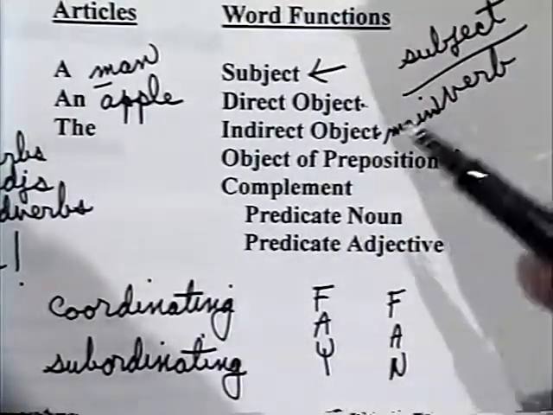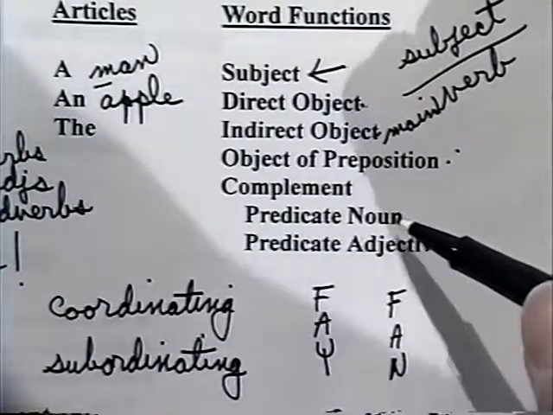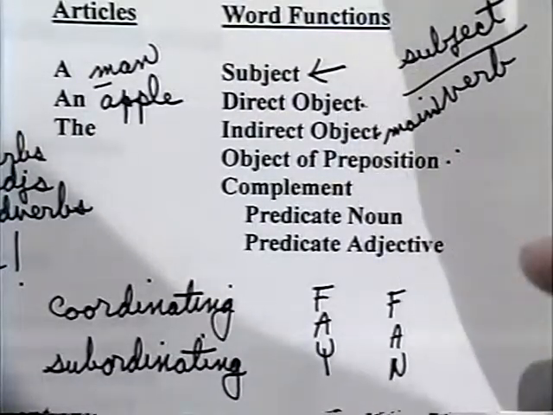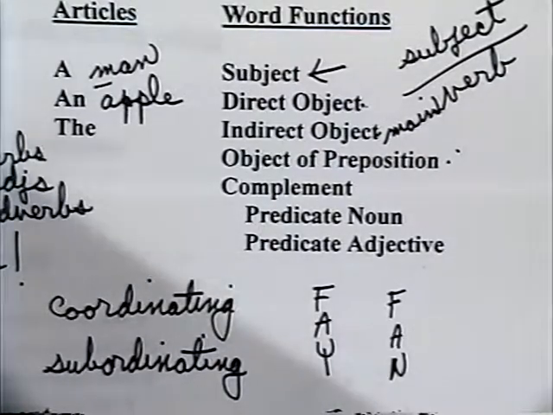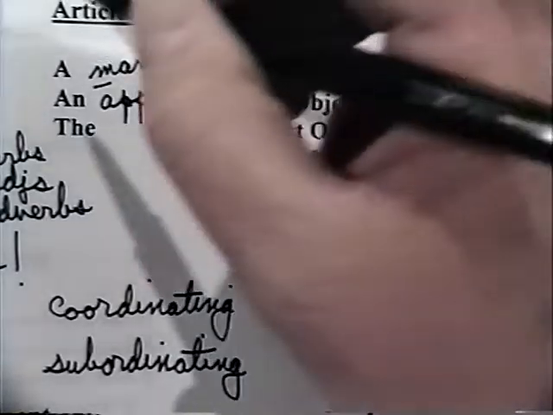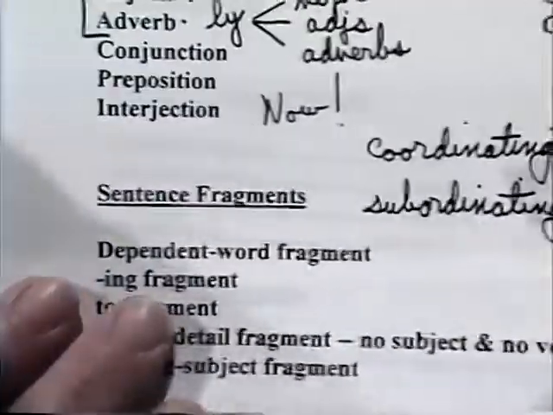Now some instructors, instead of using that word, call these words predicate nouns, which is the same thing as a predicate adjective. In the predicate, in other words, the rest of the sentence that does not include the subject or any word that goes with the subject, that word goes back to and explains or describes the subject. Okay, then we looked at sentence fragments.